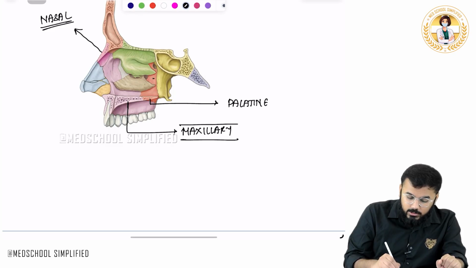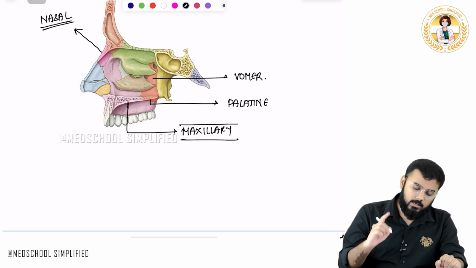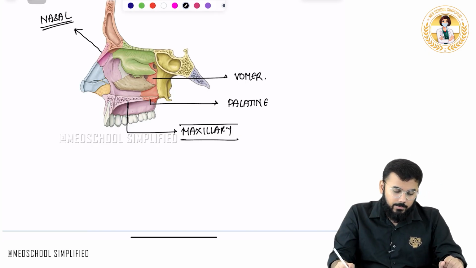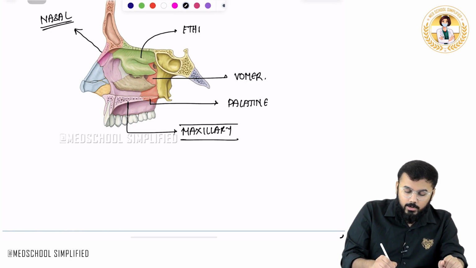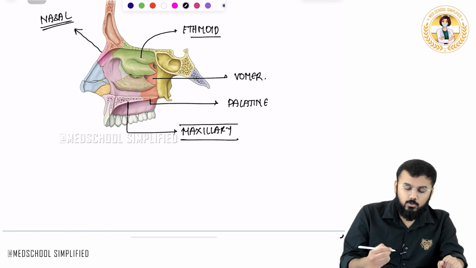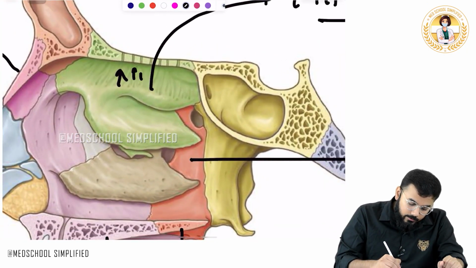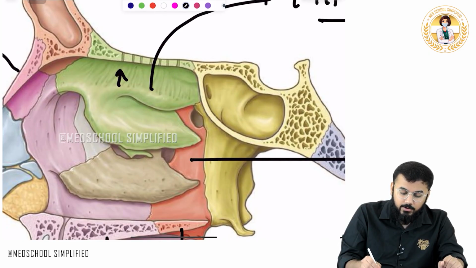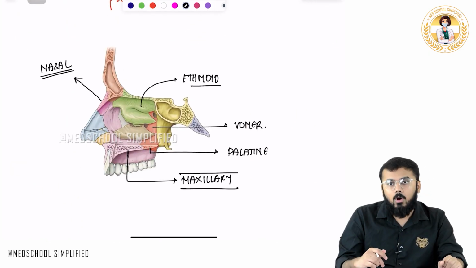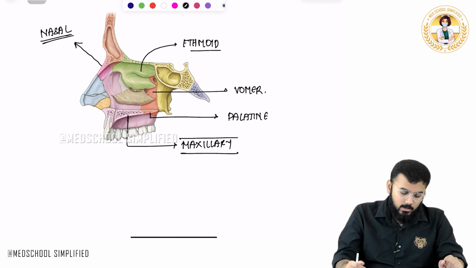Next, back here you see this orange bone, this is called your vomer. How many vomers are there? There is only one vomer. Next, this particular bone is called the ethmoid. You remember when I was teaching you the ethmoid, above it you see some small gaps. These gaps in the ethmoid are called the cribriform plate. From here the olfactory nerve passes. So this is your ethmoid.